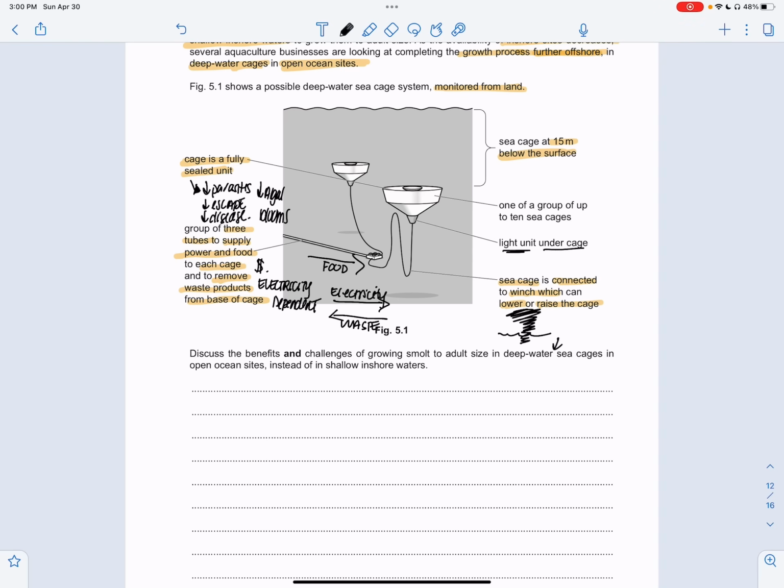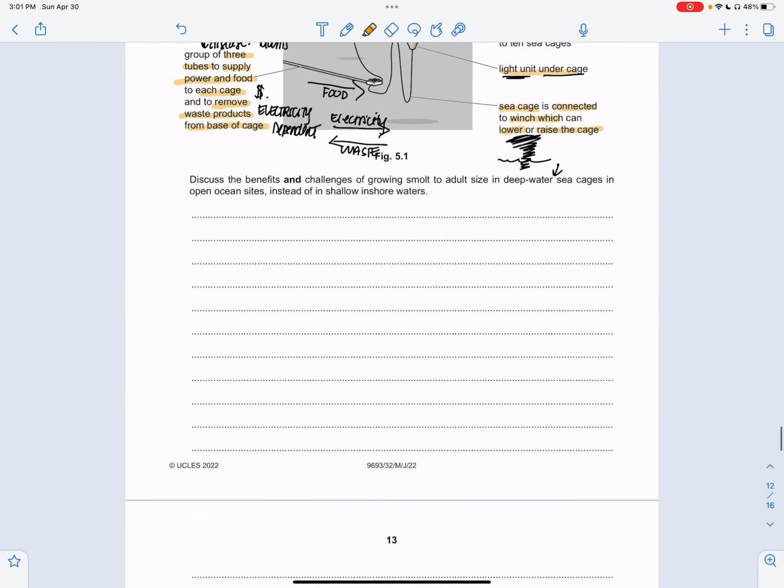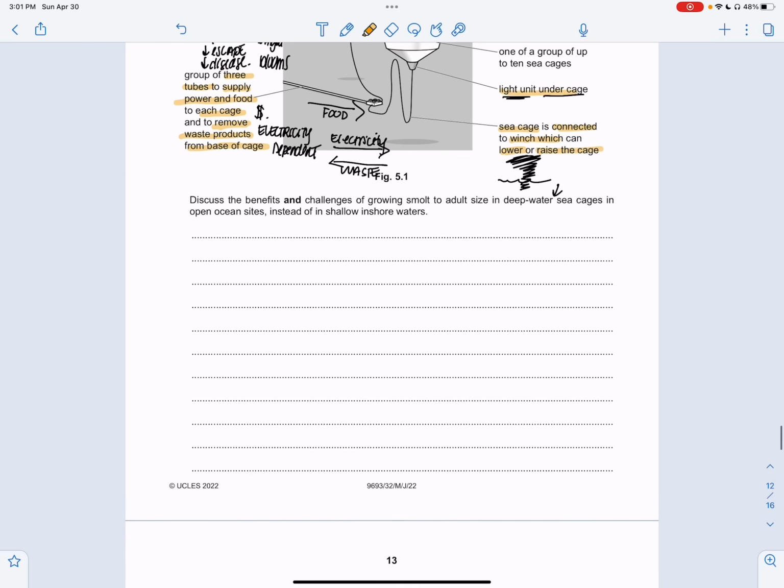And then one of a group of, and it's just an example of how many are in there, groups of up to 10 sea cages. So you've got a lot out there. So here's your group, and then there could be up to 10. Big mark question, 10 marks, but they're easy answers. Discuss the benefits and the challenges of growing your juvenile smolt to adult sizes in deep water sea cages in the open ocean sites instead of in shallow inshore waters.